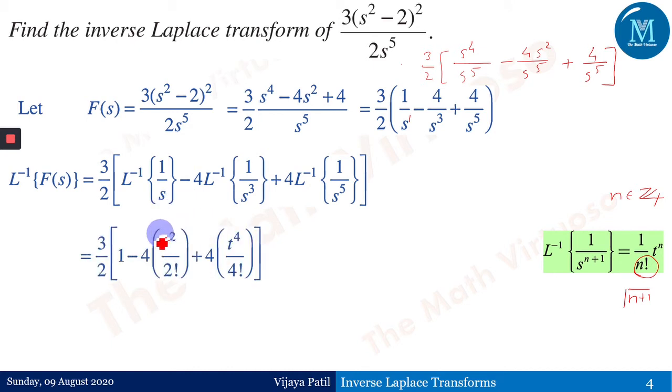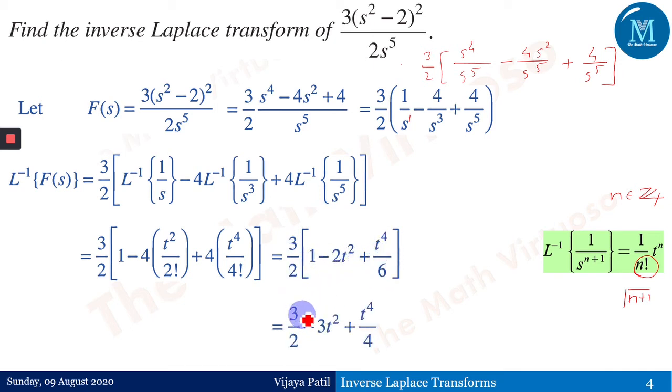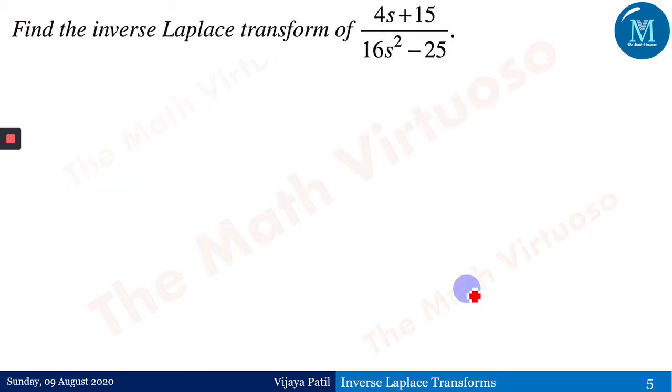And therefore it is 3 by 2 times 1 minus 4 times t square upon 2 factorial plus 4 times t to the power 4 upon 4 factorial. After simplification we will get 3 by 2 times 1 minus 2 t square plus t to the power 4 by 6, which is the same as 3 by 2 minus 3 t square plus t to the power 4 by 4, and therefore my simplified version of the answer is 1 by 4 times t to the power 4 minus 12 t square plus 6. This is the answer for this particular question.